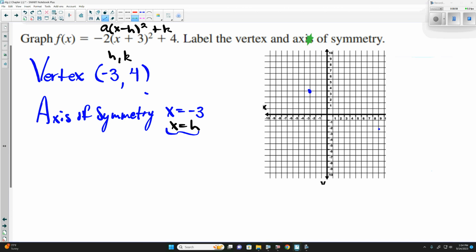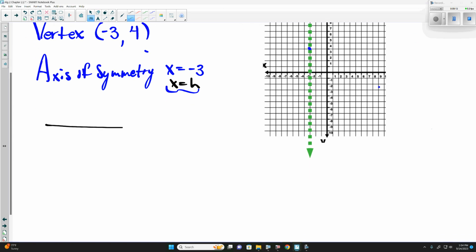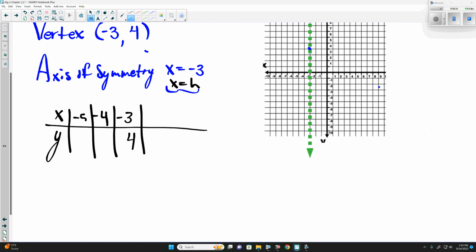This line here is the axis of symmetry, and everything is going to mirror across it. Now, all I need to do is get 2 more points, and since they mirror, I will have the other points on either side. Now, we normally did this with a table, x comma y, and our middle point is going to be the point negative 3, 4. And we get this here.